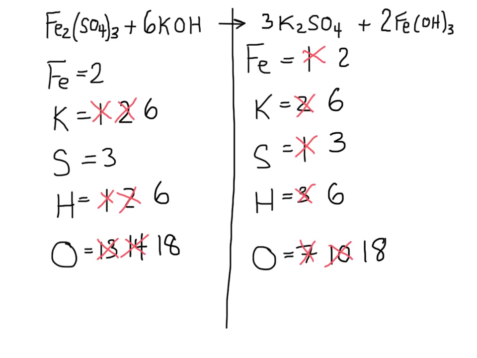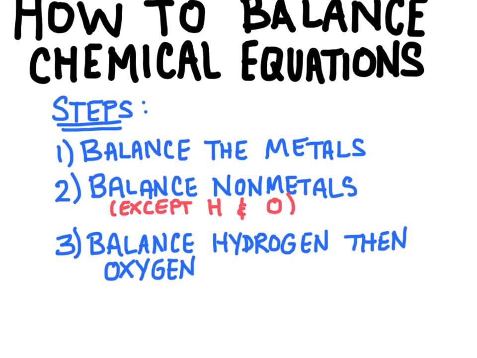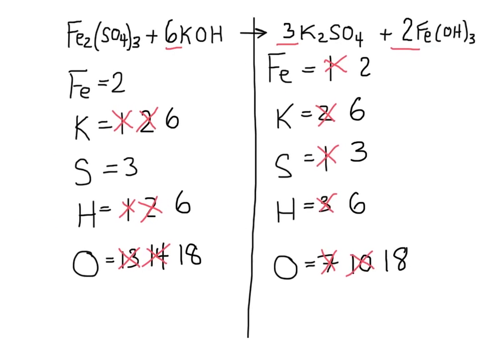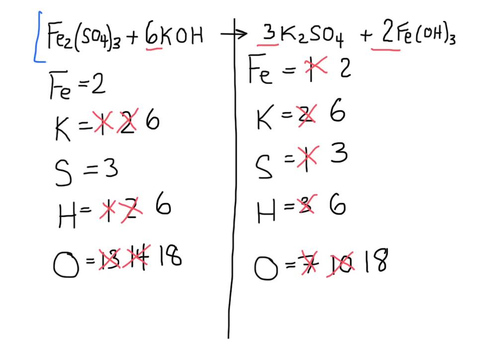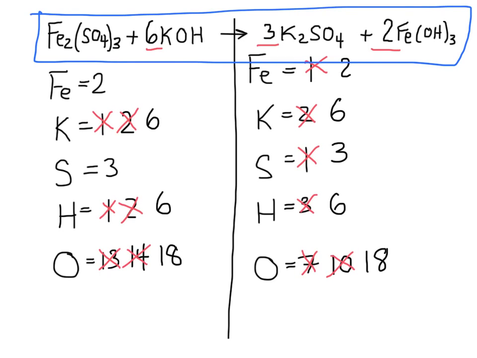And now let's go through and check. Irons match, potassium matches, sulfur matches, hydrogen matches, and oxygen matches. This is our completed balanced chemical equation. So I just had to add a 6 there, a 3 there, and a 2 there. If you follow these steps, the beauty of these 3 steps is that generally, just like what happened here, the hydrogen and oxygen just simply balance themselves. That happens a lot of times when you follow these steps. And so this is our completed balanced chemical equation.